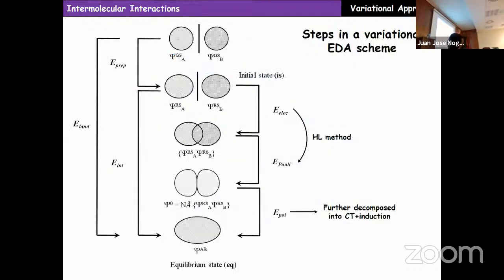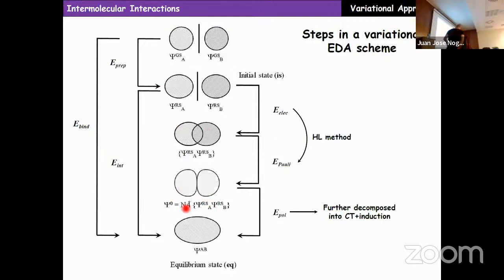Well, this is a summary of the steps in a variational scheme. First, we have the relaxed wave functions of A and B. This is the initial state. Now what we have to calculate is the electrostatic energy. We put the two fragments in the geometry of the complex, with no relaxation. The energy difference between this wave function, the Hartree product, and the energy of the isolated systems calculated separately is the electrostatic energy.